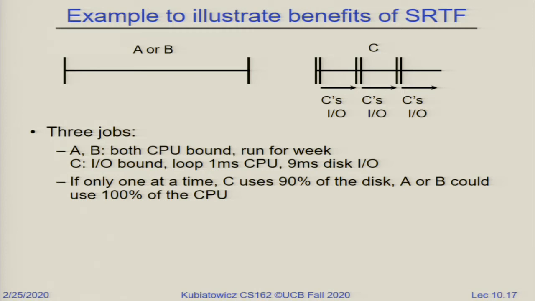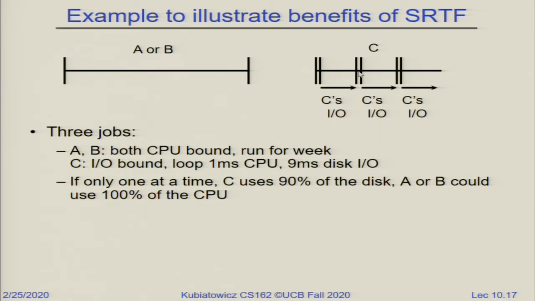C uses 90% of the disk, and the other 10% is compute. So it computes for a little while, does I/O for a long time, then computes and does I/O. You could think of job C kind of like copying a CD, ripping a disk, or doing something that has a little bit of compute and a lot of I/O.